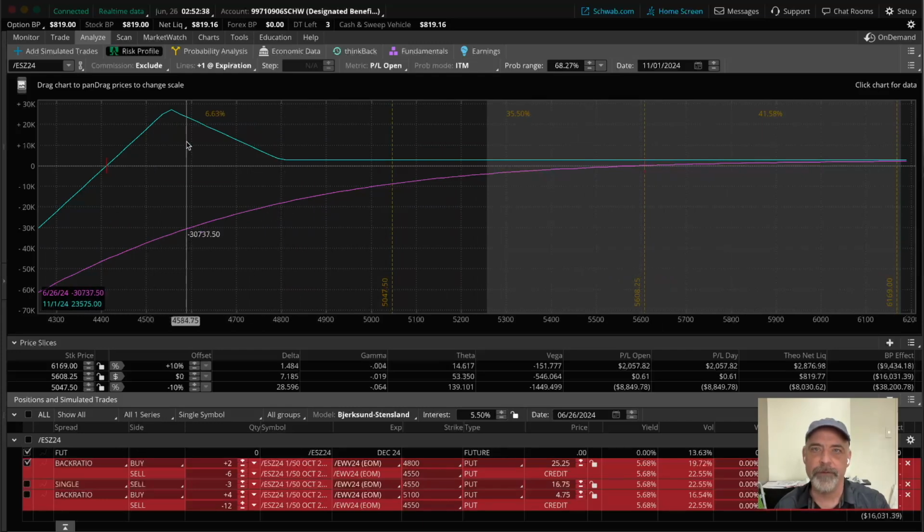If you're familiar with options trading, you might look at this and be like, hey, this looks overly complicated. Why are we spreading? Why are we putting on this extra put that we have to pay for? Why not just, if we're going to go undefined risk, just sell the puts? Why not just keep it super simple?